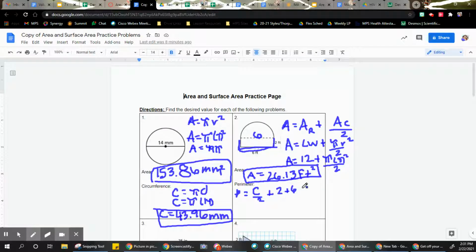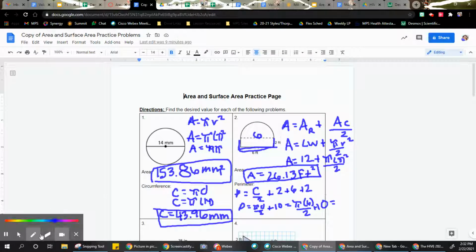then plus another 2. So now I'm going to plug in my formula and simplify what I'm adding. 2 plus 6 plus 2 is 10. So I'm going to have P equals my circumference, which is pi times d over 2 plus 10. And now I'm going to plug it in one last time. My diameter is 6. So it's going to be pi times 6 all over 2 plus 10. So now I'm going to figure out what that answer is by plugging it into my calculator.